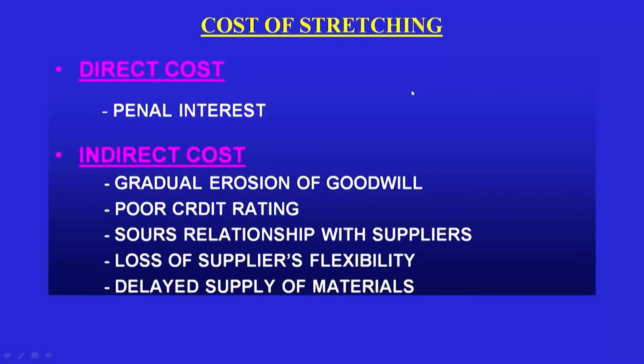And then there is the delayed supply of materials. If this kind of situation emerges, first the supplier would look for an alternative. If he gets the alternative, then fine. If he does not get the alternative, then he would start supplying to more than one buyer, right. He would first supply to the one who is making prompt payment, then if some material is left, it will go to the second, and if some is left, to the third, and if some is left, to the fourth.